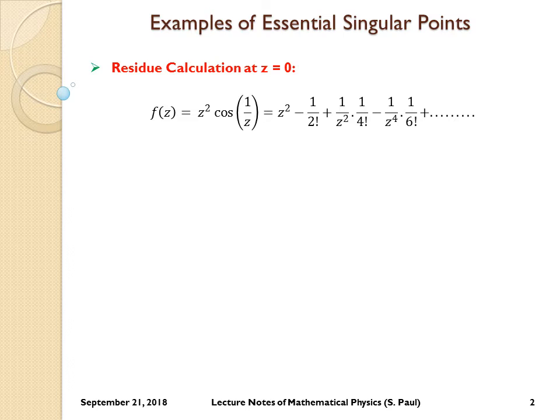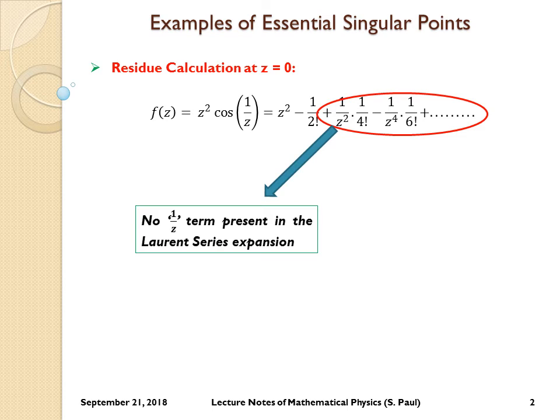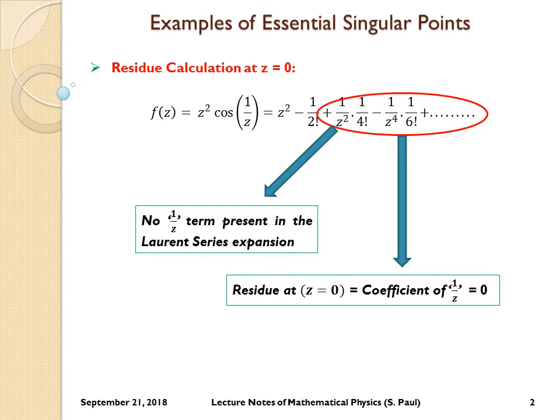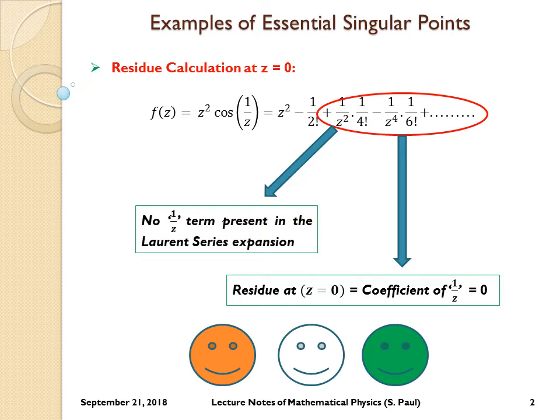We have already calculated the Laurent series expansion for the function, and in the Laurent series expansion there is no 1 by z term present. Thus we can say that the residue of the function at z equal to 0 will be equal to 0 for the given function. So in this way, we can calculate the essential singularity and the corresponding residue for a given complex function. So let's move to the next example.